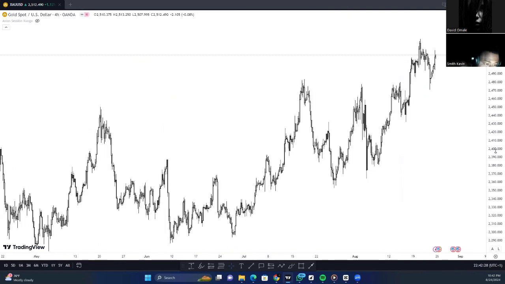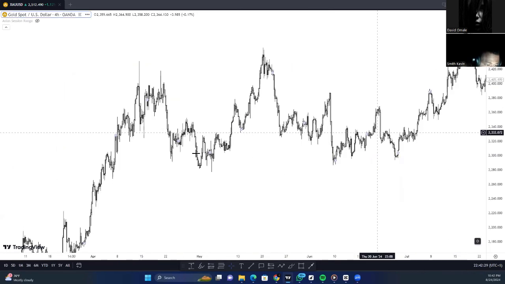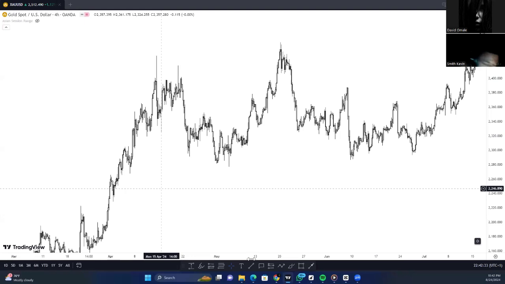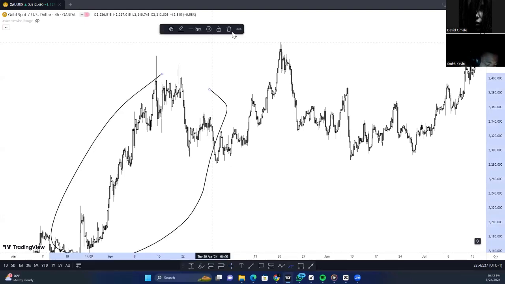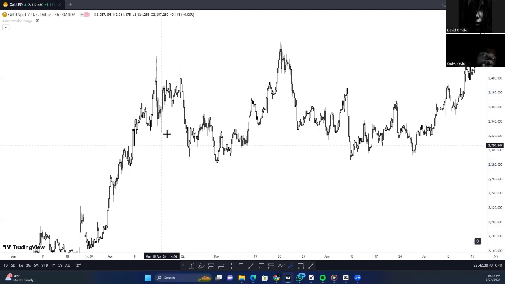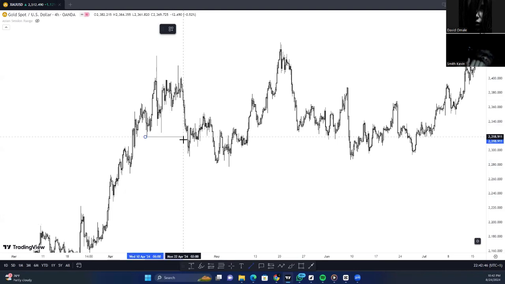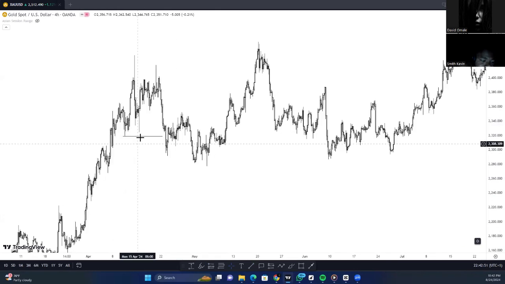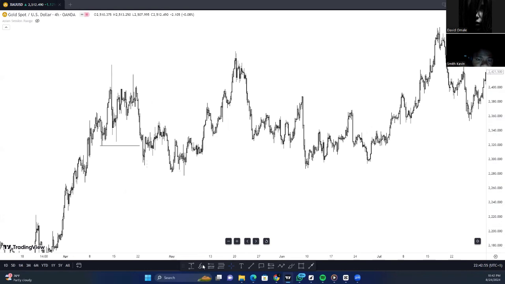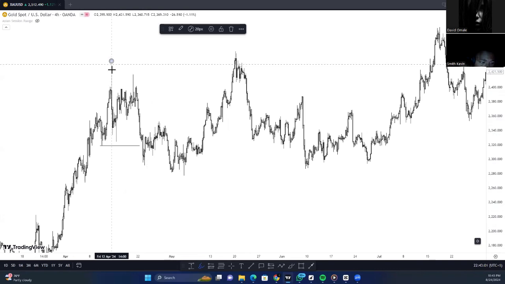So on gold, if I'm to map out my structure starting from this side here, this is our recent low, which is the inducement. Price came to take out the recent low. Then this is our higher high, because this high here is responsible for taking out this low. So this is our higher high.